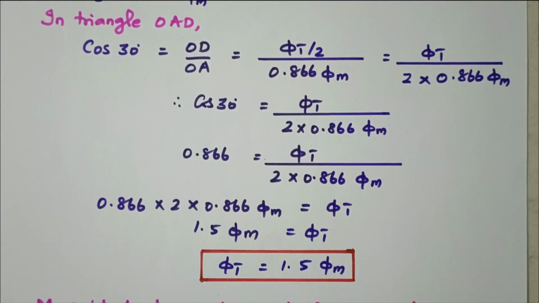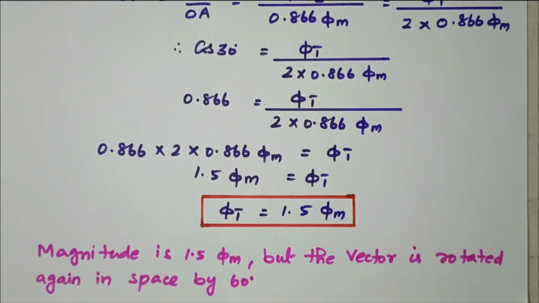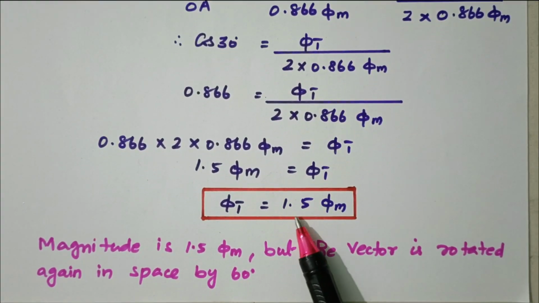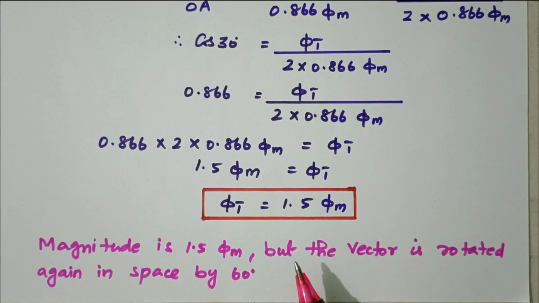Very similar to position 1 and position 2. In positions 1 and 2 also we got 1.5 times, but it is rotated. Magnitude is 1.5 phi m, but the vector is rotated again in space by 60 degrees. Initially 0, in position 2 rotated by 60 degrees, in position 3 rotated by another 60 degrees. That's why it is called a rotating magnetic field. This axis keeps on rotating.